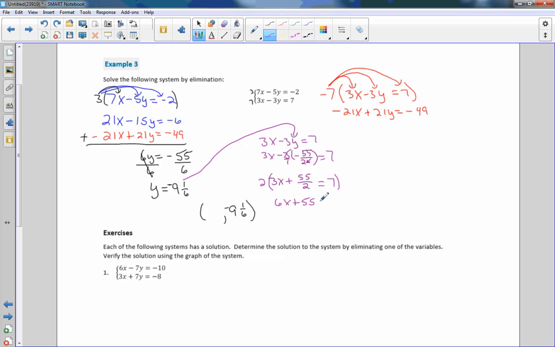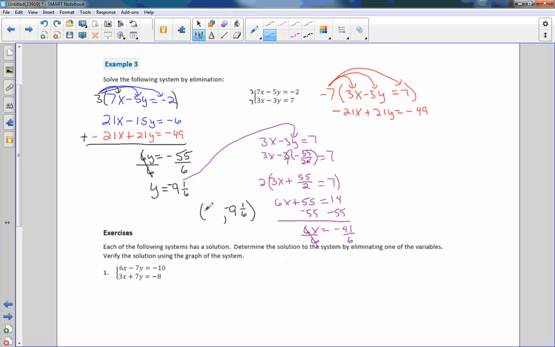Okay, here's an exercise that says that each of the following systems has a solution. Determine the solution to the system by eliminating one of the variables and verify the solution using the graph of this system here. So we're going to eliminate. So it's just as easy to just do this here. And because I see that the 7s are opposite, if we add these two, the opposites cancel.